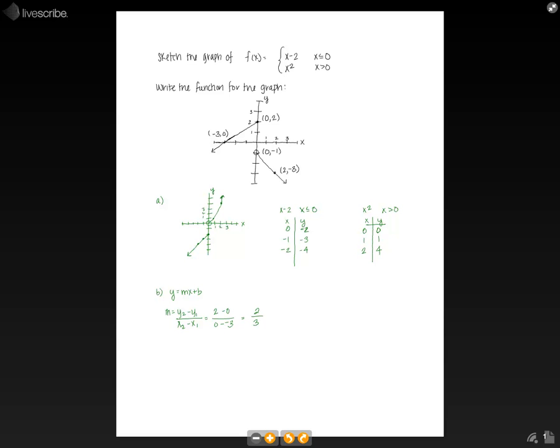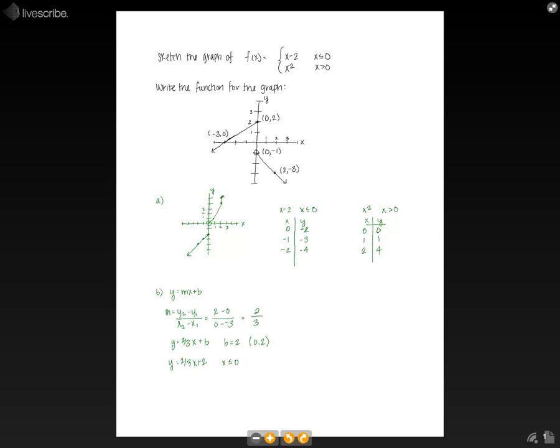Alright, so now we have y equals 2/3 x plus b. So b is the y-intercept, and we can see that b is equal to 2 right here because of the point 0, 2. Alright, so now we have our equation y equals 2/3 x plus 2. And what's the domain for that? So it's going to the left and it starts at 0, right? So it's going to be x is less than or equal to 0, because 0 is actually included in that line.